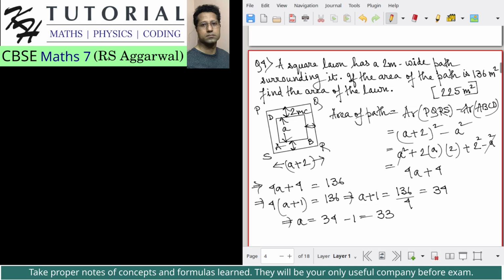Find the area of the lawn. A is coming out to be 33. If A is 33, then the area of the square lawn will be 33 square. I will quickly check the book if I have copied the answer correctly or not. Question number 4 is 225 meters square. I will check if I have copied the question correctly or not.